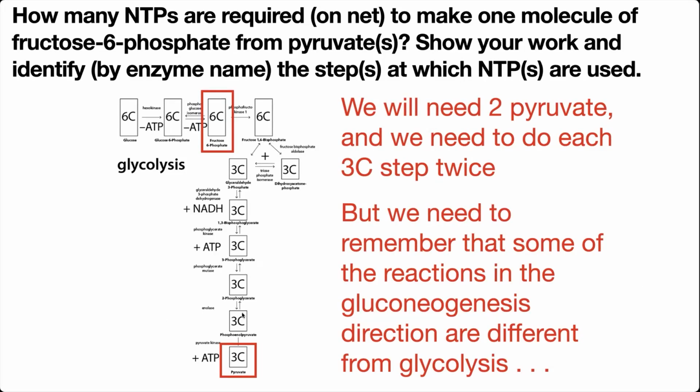So we want to identify our start and our stop. Our start point is pyruvate, which is 3 carbons, and our end point is fructose 6-phosphate, which is 6 carbons. So just like we saw with glycolysis, we're going to have to do all these 3 carbon steps twice. But this is showing us glycolysis and not gluconeogenesis. The reactions that have these reversible arrows are the shared reactions. So in this step, we'd be losing an NADH, and in this step, we'd be losing an ATP. But this step was an irreversible arrow, and so we'll see we're actually going to need 2 NTPs to go the other direction.